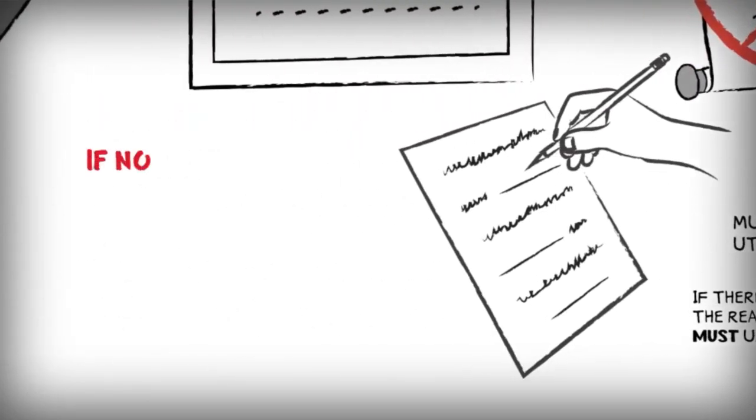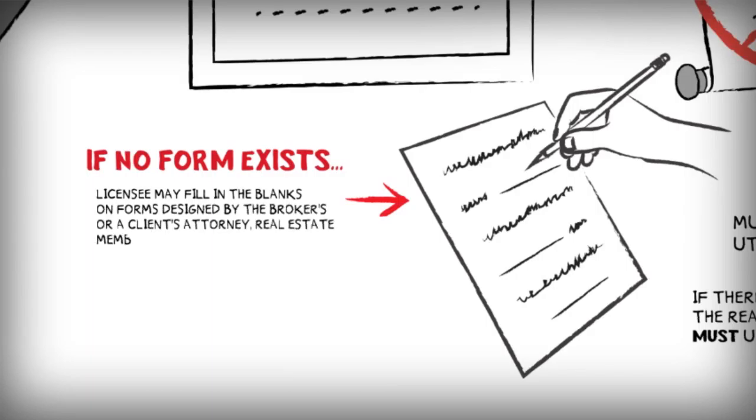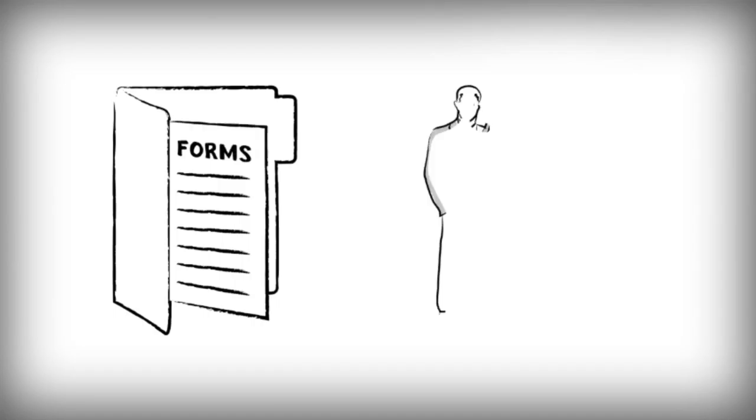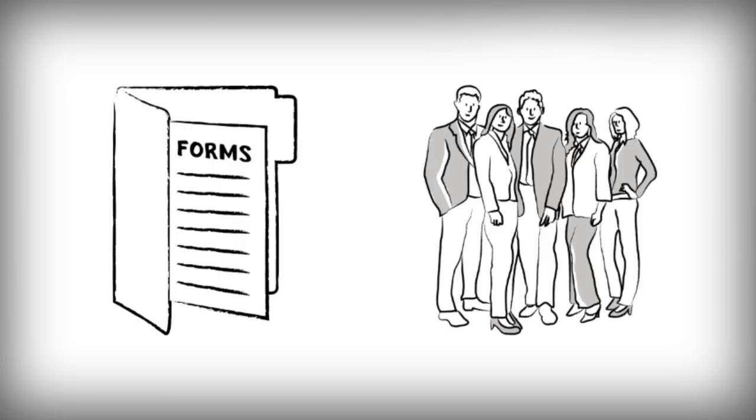If there is not a form approved by the Real Estate Commission for a particular purpose, such as listing a property, the licensee may fill in the blanks on forms designed by the brokers or a client's attorney, real estate membership organizations, or even a forms supply company. In some cases, forms which have been designed by real estate membership organizations, such as the Utah Association of Realtors, or by companies, are for the exclusive use of their members or agents. Be careful not to use a form from an organization to which you are not a member or otherwise associated.